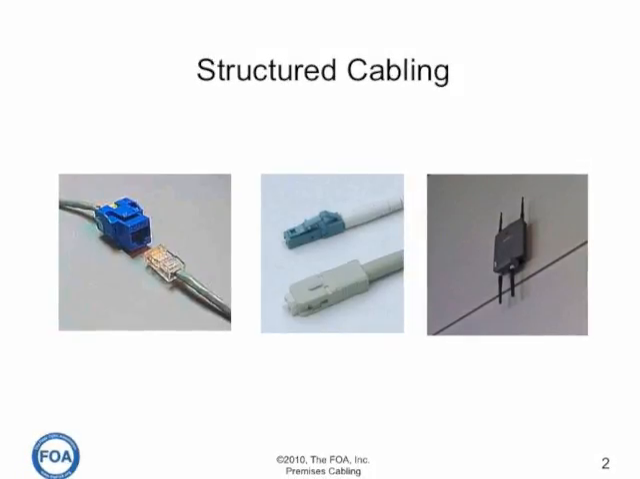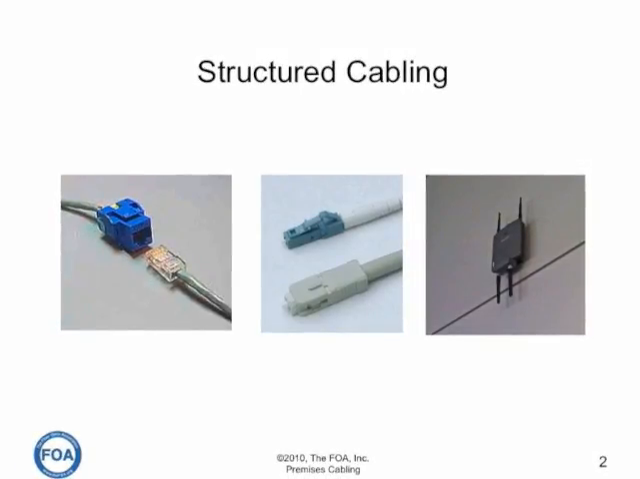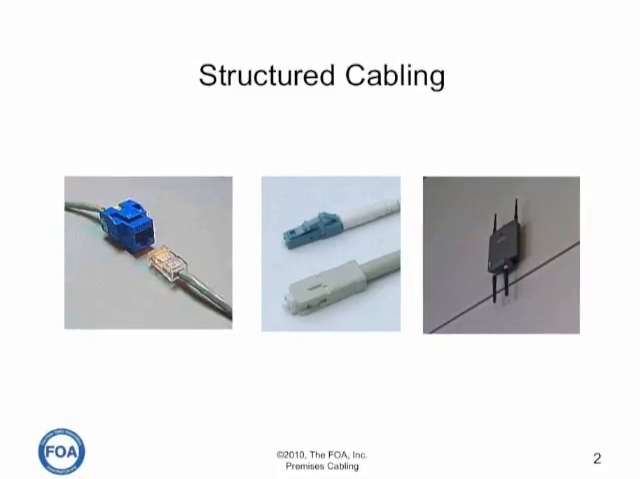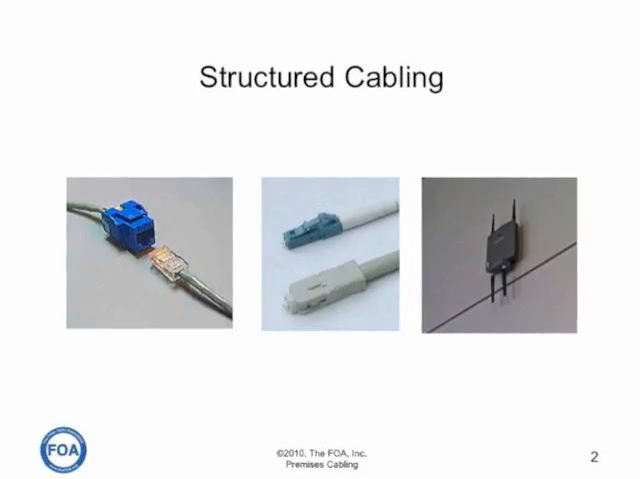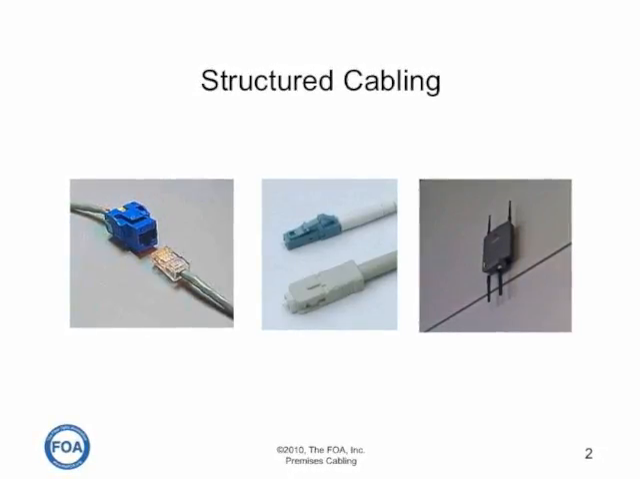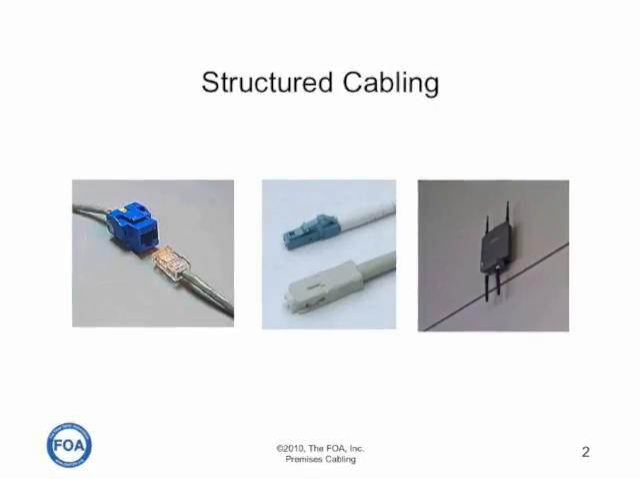Structured cabling system standards cover two basic types of cable: unshielded twisted pair and fiber optics. But of course, most premises cabling systems also accommodate wireless access points. So we should really talk about all three.